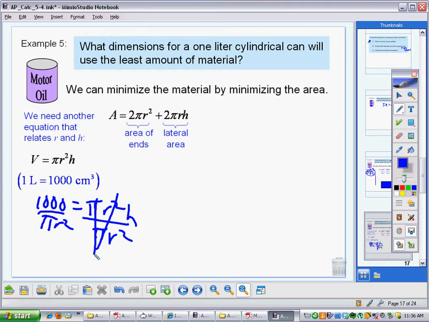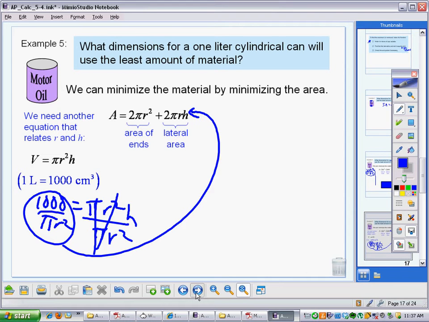And what do I do with this stuff? Plug it in for h. You guys are good. Then I have a formula with only r. Whoa, this is intense, huh? I don't like it. Yeah. It's going to take some practice. It's a little challenging.